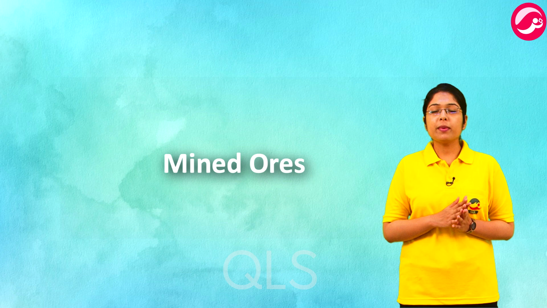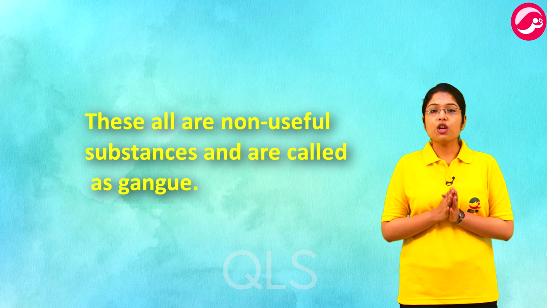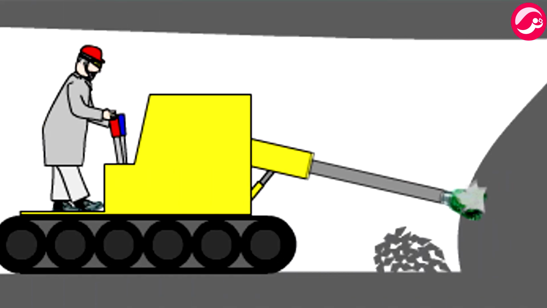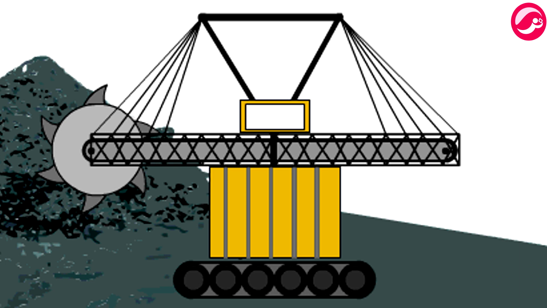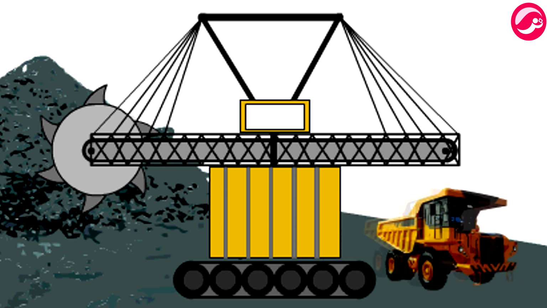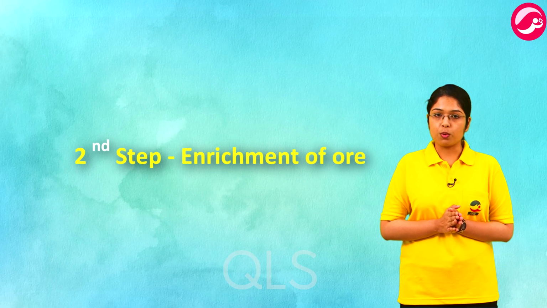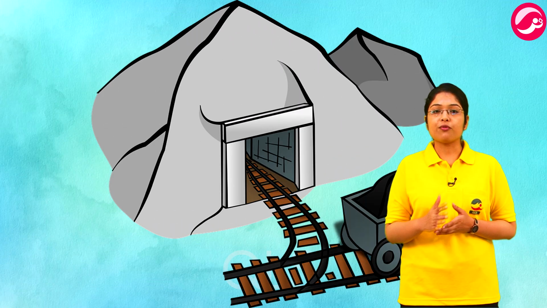Mined ores contain many impurities like sand, soil particles, rocks, etc. These all are non-useful substances and are called gangue. The separation technique applied to separate out gangue differs from ore to ore depending on the physical and chemical properties of the impurities and the metal of the ore. This process of removing the non-useful substances from the ore so that we are left with the useful substance only is known as enrichment of ore. It is the second step of obtaining a metal from its ore after mining.